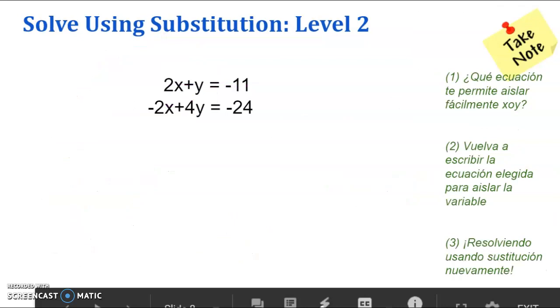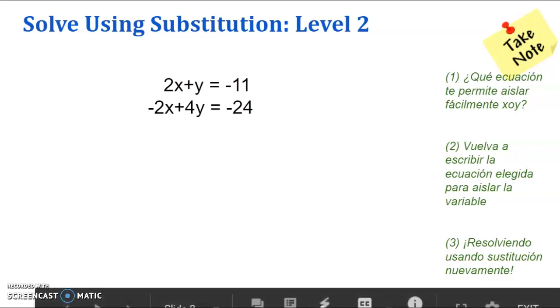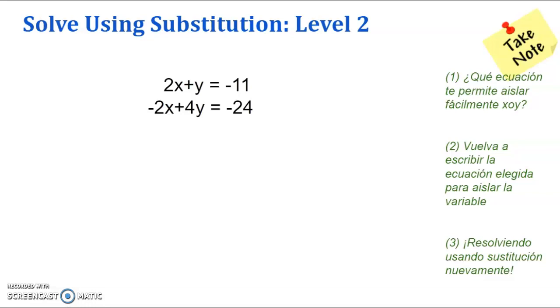Okay, so I would like you to take notes now. I'm going to go through the process again using a different example. If you have 2x plus y is equal to negative 1 and negative 2x plus 4y is equal to negative 24, remember, neither of the equations is isolated for either x or y. You don't have x is equal to or y is equal to something in either of the equations.